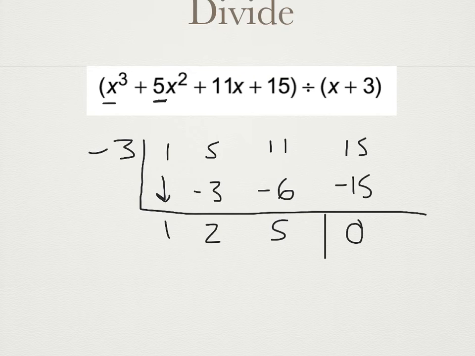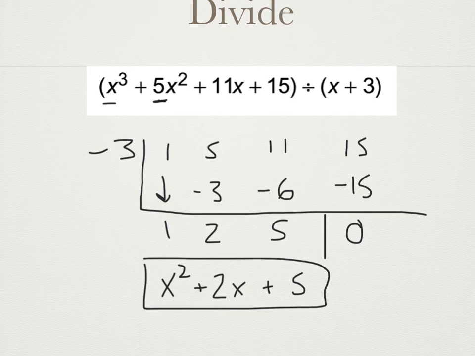What are we going to start with? What's this term going to be? X squared. So we have a 1x squared, which we can just write as x squared. And then what's the next one going to be? 2x. And then just 5, and we have no remainder. So this is our answer.